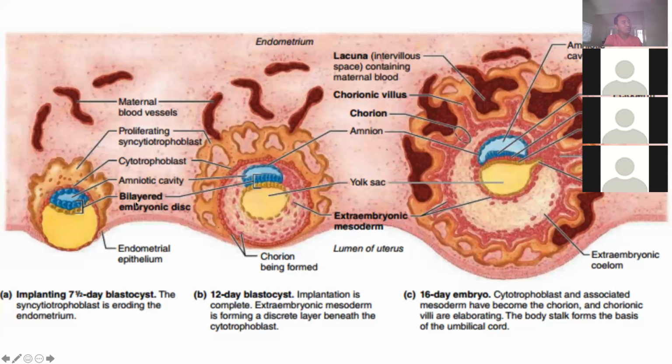Now, if you look at that, we got two cell layers, which is called the bilayered embryonic disc. And we have two cavities here, the blue cavity and the yellow cavity. This blue cavity is called the amniotic cavity. Amniotic cavity here, this is the blue cavity. And this yellow cavity is called the yolk sac. Hey, look at that. Now we got the amniotic cavity and the yolk sac.